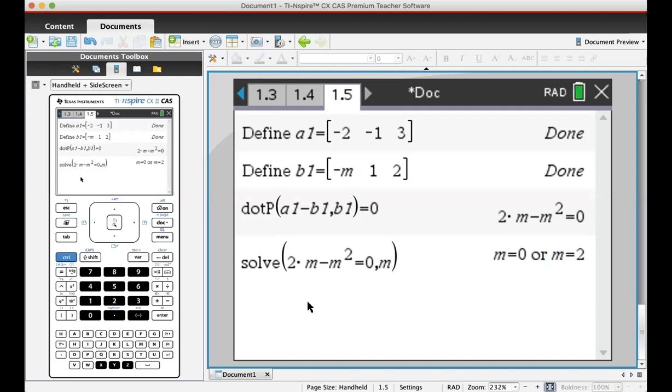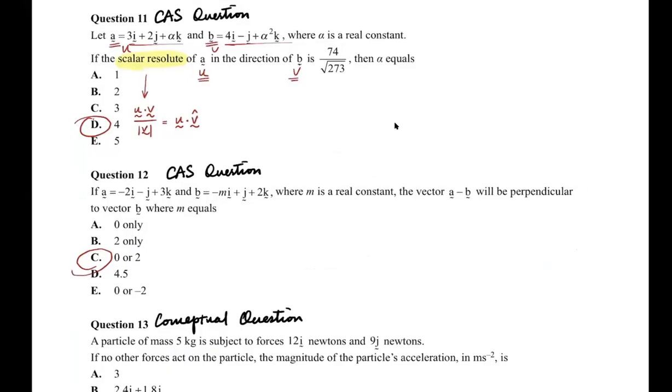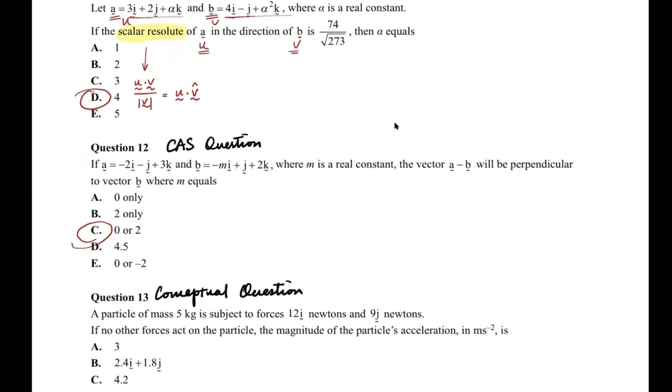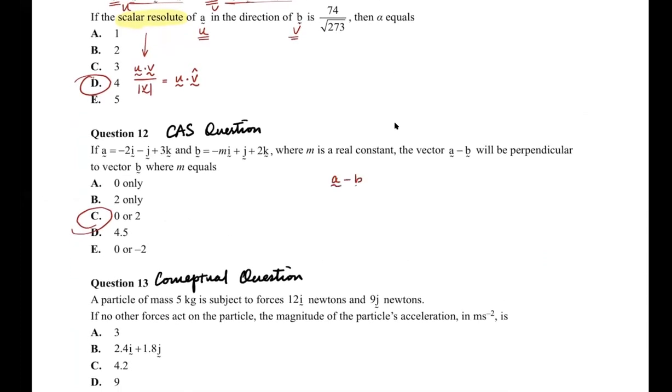So let's switch back to our iPad and keep writing some important steps down. Right, the whole idea is A minus B in a bracket is perpendicular to vector B. So A minus B, in a bracket, dot B equals 0, okay? On CAS calculator, it's dot P A1 minus B1 as long as you define them clearly, A1 minus B1, comma B1 equals 0.